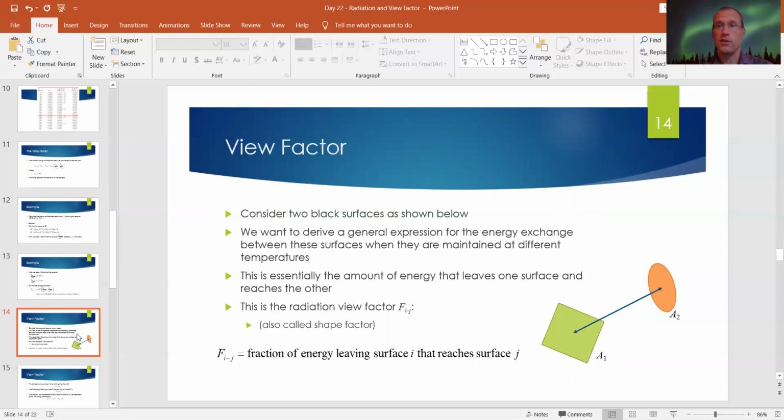but not all the energy is going to hit my computer because my computer is only in front of me. It's not going to hit any stuff behind me. So that's where the view factor comes in. It's basically a fraction of how much energy actually hits this second object.